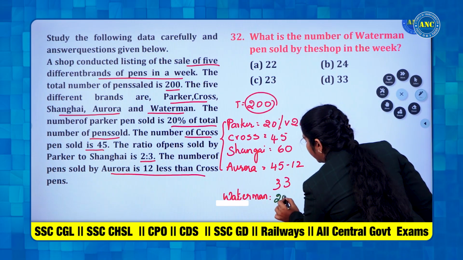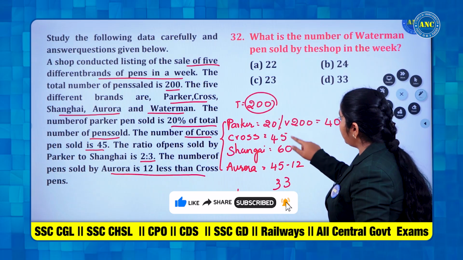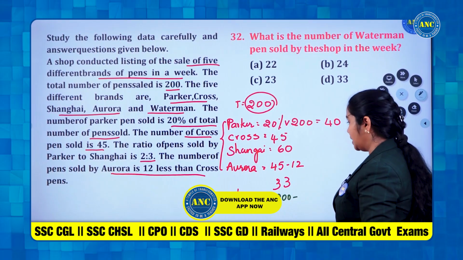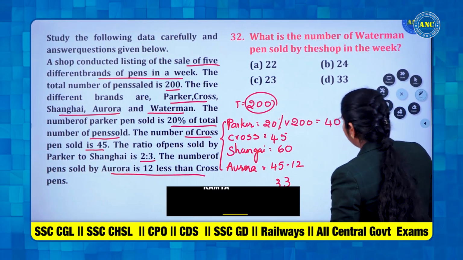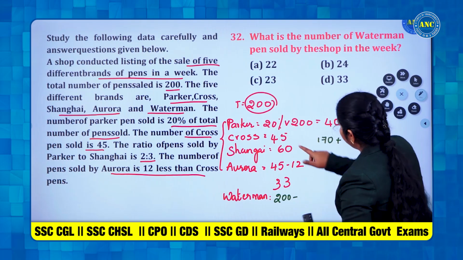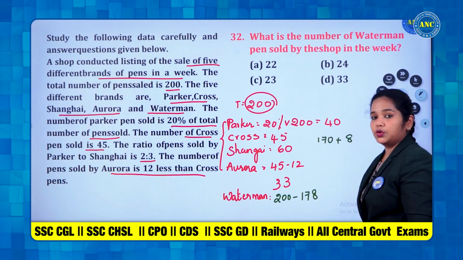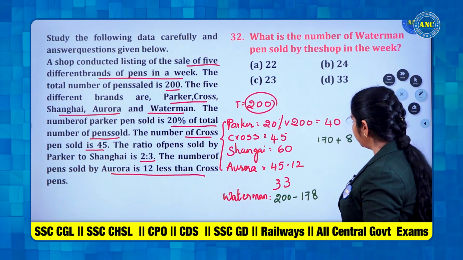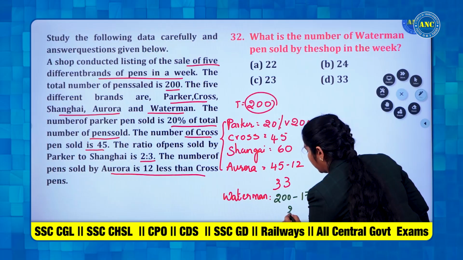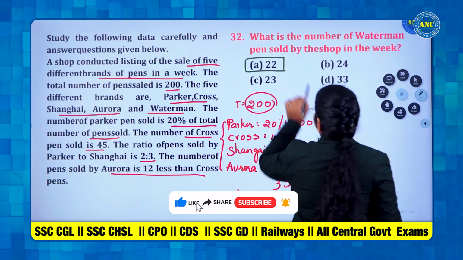So, take 200 minus, add all this: 40 plus 40 is how much? 80. 80 plus 60 is 140. 140 plus 30 is 170. Yes? 170 plus 5 plus 3, 8. So, 200 minus 178. See how much difference do we get here? 2 here, 80. Yes. So, 22 pens are for Waterman. Where is the option? Option A, 22 is the correct answer.